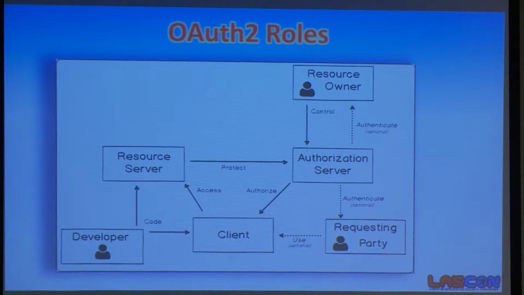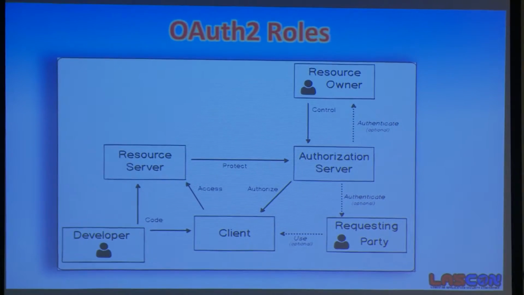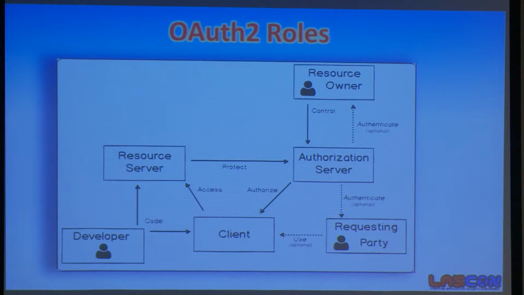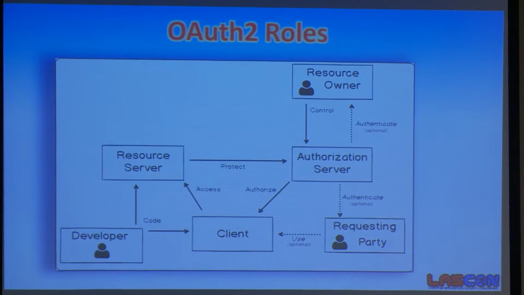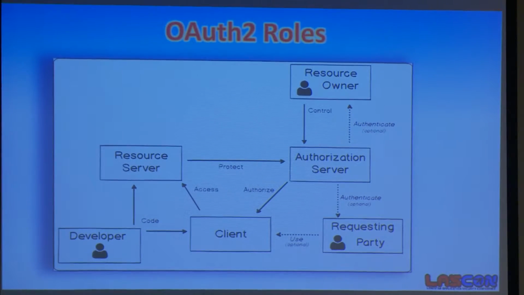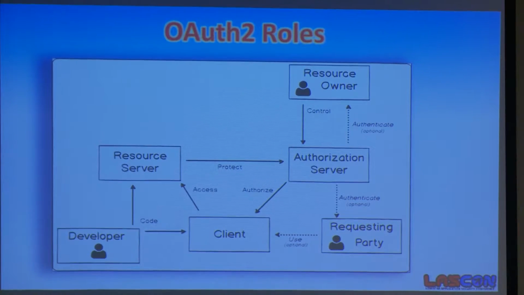Let's look at the roles. In this diagram, if there's a little character in it, it's a person, and if there's not, it's software. You might hear the term three-legged OAuth. The three legs would be, let's start with the resource server, which has the APIs and the content. There's the authorization server, which issues the token, and the client is the thing that's connected to the requesting party, the person who's trying to get the content.